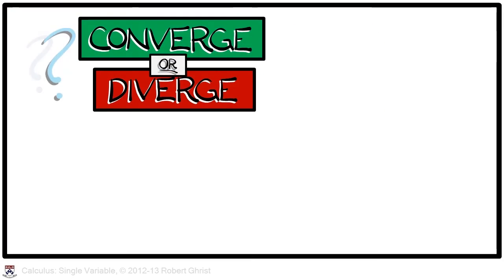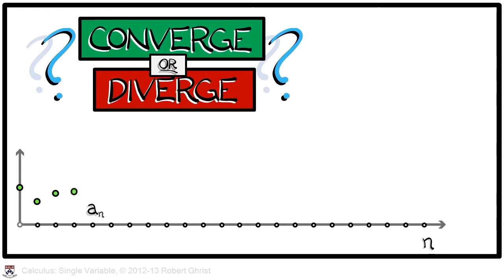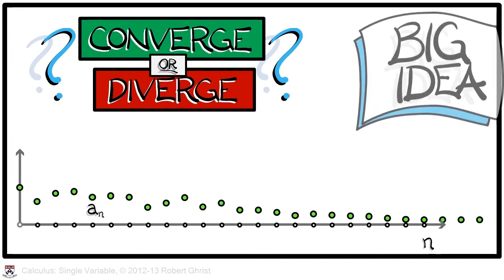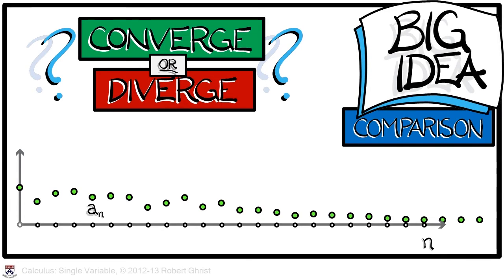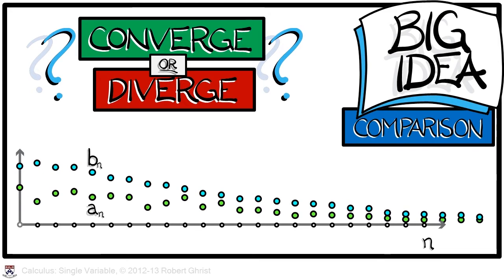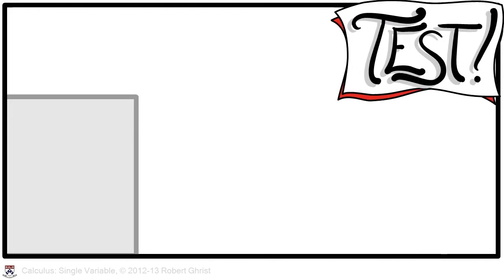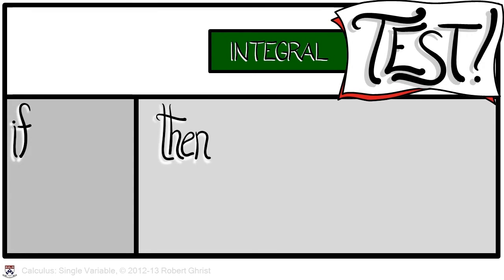Our goal in this lesson is to determine convergence or divergence of a series based on a sequence a sub n. We're going to employ the strategy of comparison. That is, we'll work with some other sequence, say b sub n, that is larger than or smaller than a sub n. Or, instead of another sequence, we might use a continuous function that is related to the original sequence. This is the basis of our first test, the integral test, a test which has some complicated hypotheses.